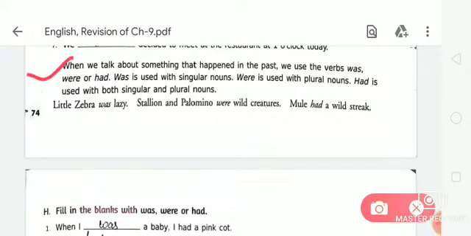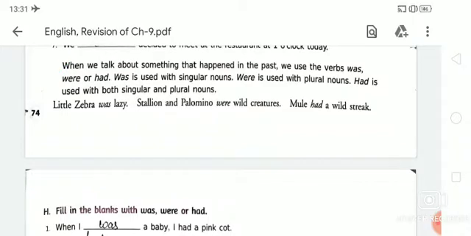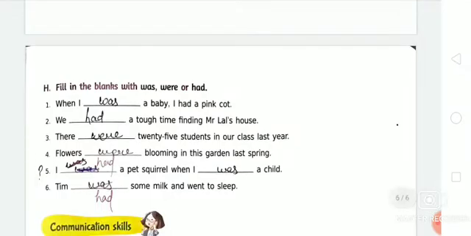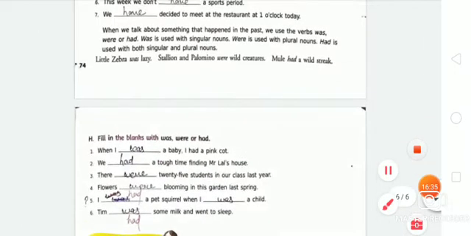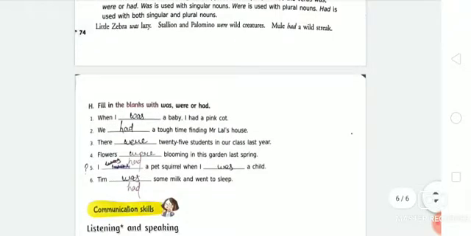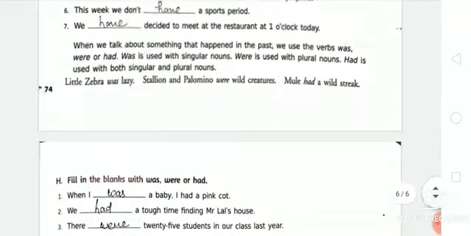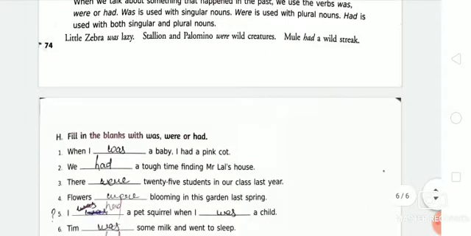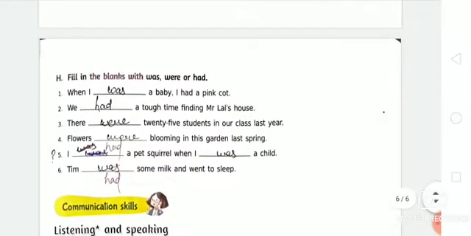When we talk about something that happened in the past, we use the verbs was, were or had. Was is used with singular nouns, were is used with plural nouns, and had is used with both singular and plural nouns. Okay student, according to the given sentence, we all know that we will use was with the singular, were with the plural, and had with both singular and plural. The instruction is given here, so you must read this given instruction about was, were or had.